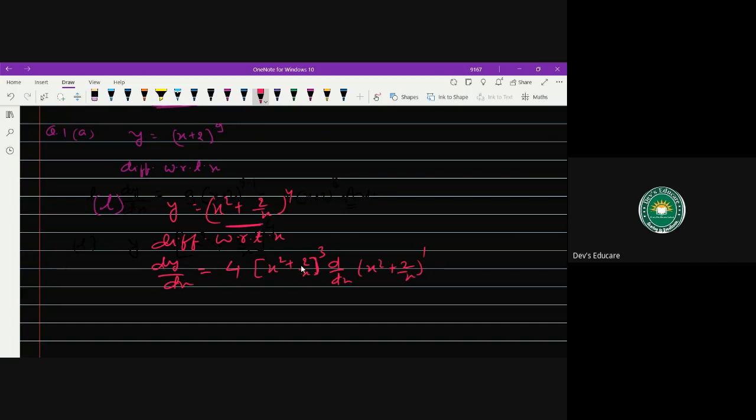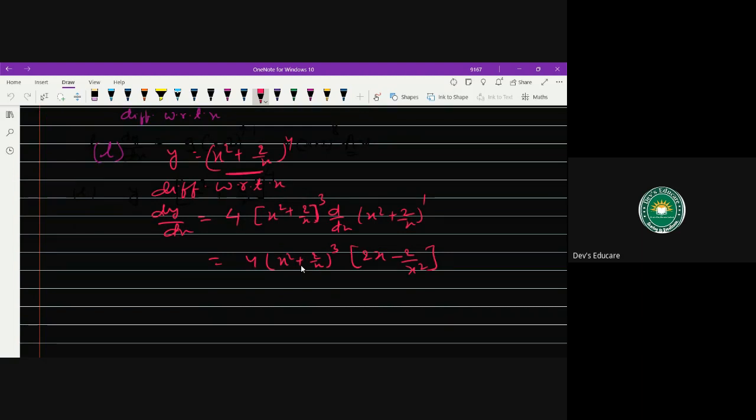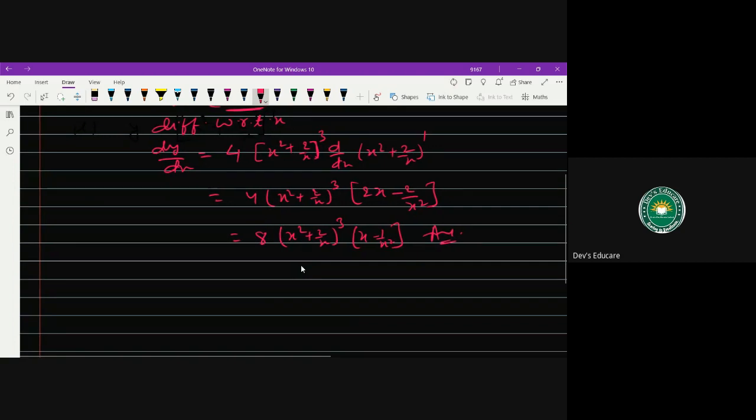So this will be 4 x square plus 2 over x to the power 3, and derivative of x square is 2x, and derivative of 1 upon x will be minus 1 upon x square. So finally, we have 8 x square plus 2 over x to the power 3 and x minus 1 by x square. This will be the answer.